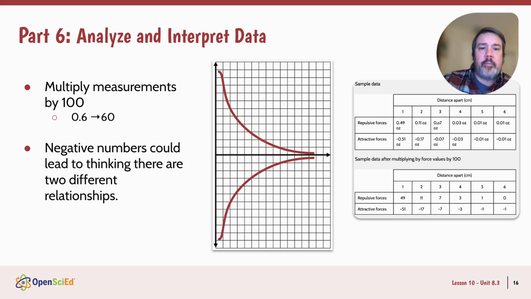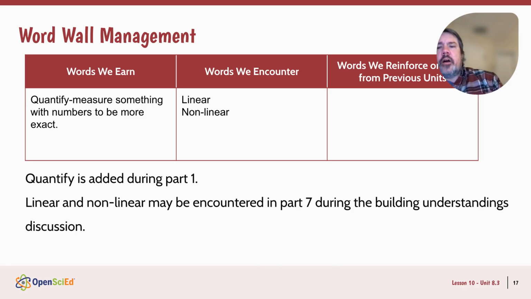What we really want them to see is that the further the magnets get away, the weaker those forces are. We have a new word we're going to earn in this lesson, which is to quantify, which means to measure something with numbers, to be more exact. Depending on the level of math your kids have been exposed to, we may introduce the words linear and nonlinear here, where we're introducing the relationship between distance and the strength of the magnets. But if your kids are not used to these words, that's fine. They can still make sense of the relationship without those words.